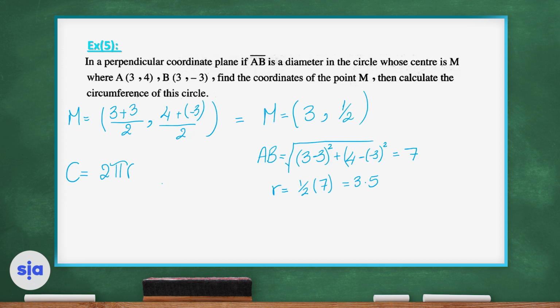So let's go back to the circumference. Circumference equals 2 times pi, which is 3.14, times the radius, which is 3.5. If you do your calculations, the answer will be 21.98 unit length. Let's now move on to the evaluation part, and as I always remind you, when it comes to the evaluation, pause the video, try to answer the questions yourself, and then play the video again to check your answers.